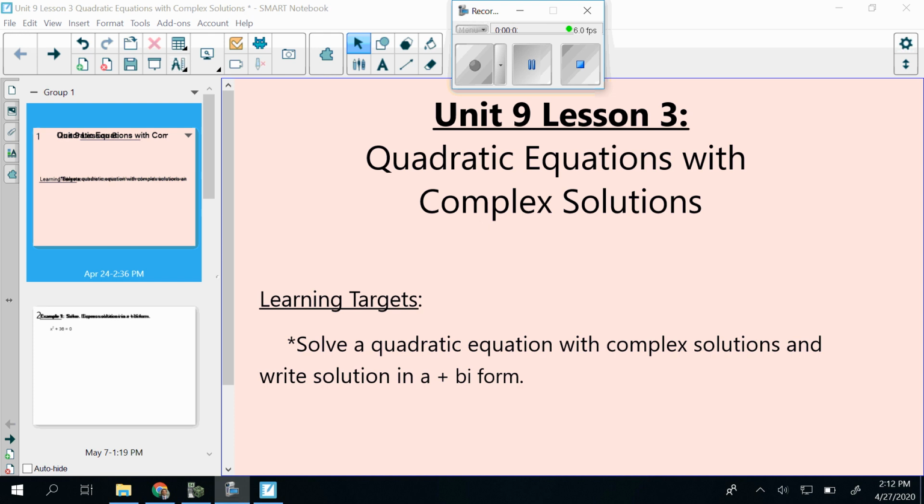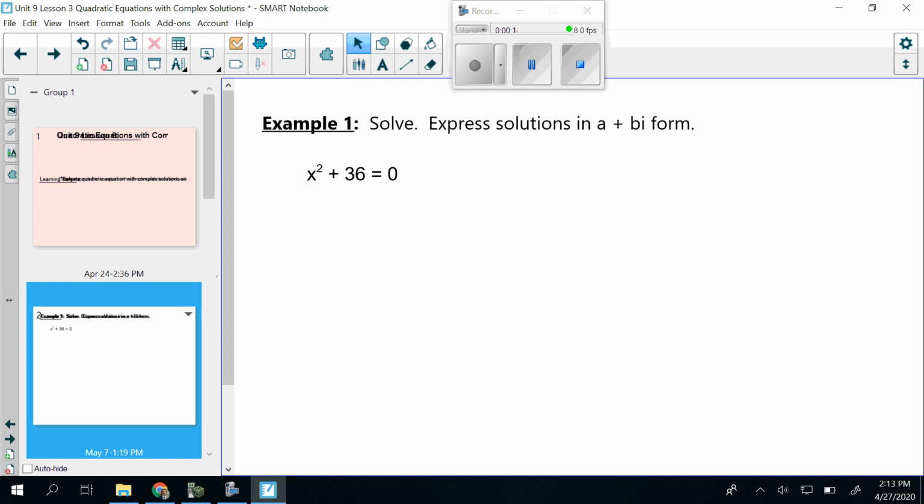All right, today we're going to look at using quadratic equation solving methods to find the solutions that oftentimes come out to be complex solutions. All right, so this first one, they want us to solve and find the answers to this quadratic.